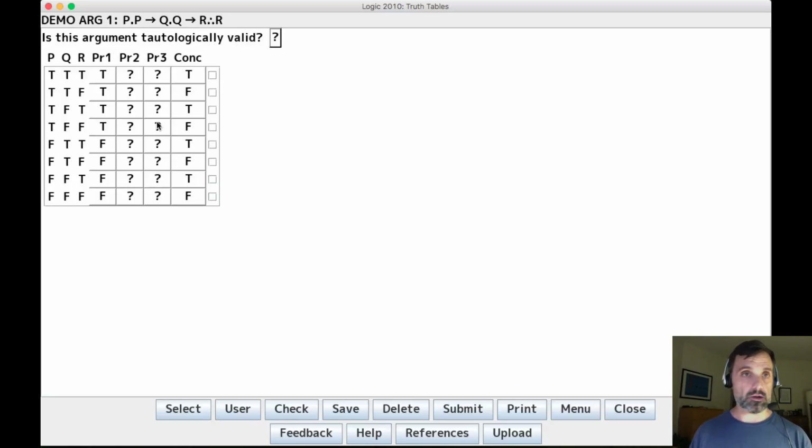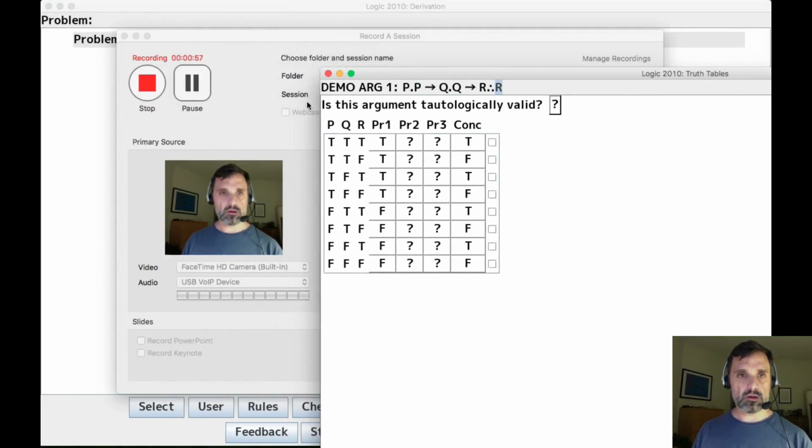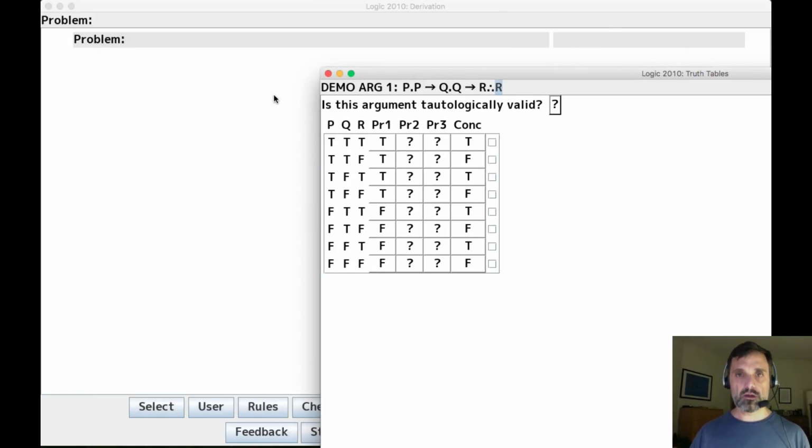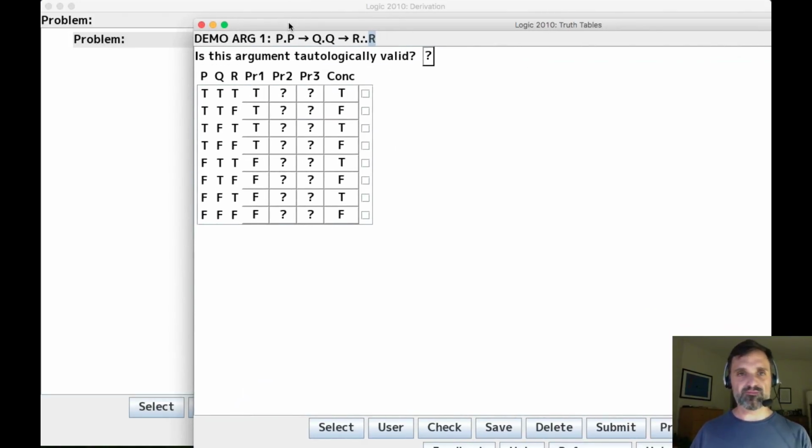So let's take a look at this argument. We have the argument P, if P then Q, if Q then R. So this is definitely a valid argument, and we want the truth table analysis to ratify that, to agree. So it's important here to understand what's going on with the truth table. Again, there are three parts here.